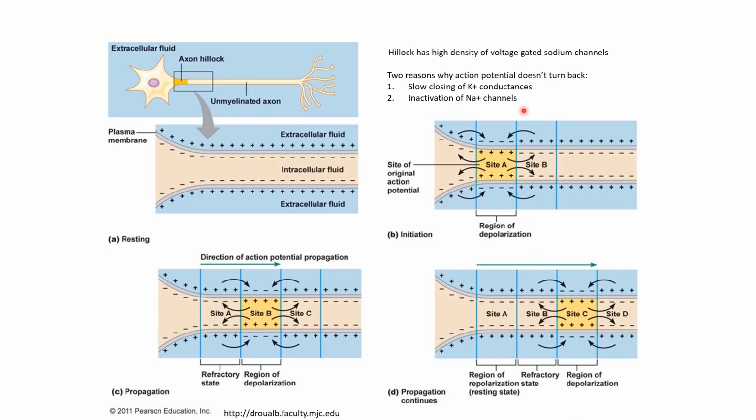So these two factors, the slow closing of potassium conductances and the inactivation of the sodium channels, together ensure that the action potential does not move in the backward direction. It can only move in the forward direction. And this is really helpful because that saves energy. We don't want the action potential to be moving back and forth because that will not convey any additional information, but will just waste energy in the neuron.